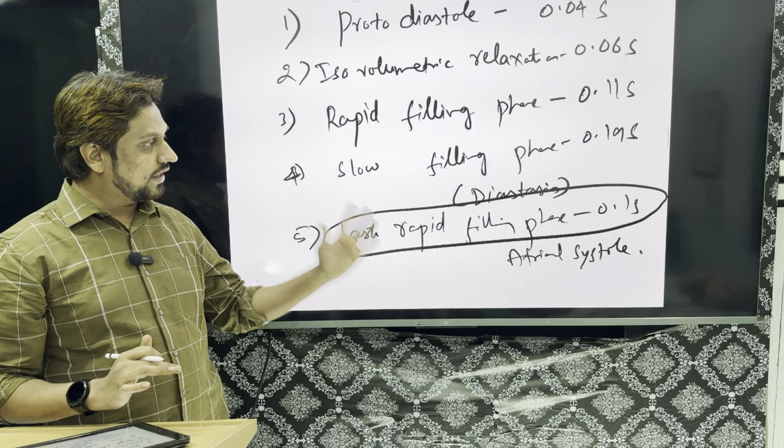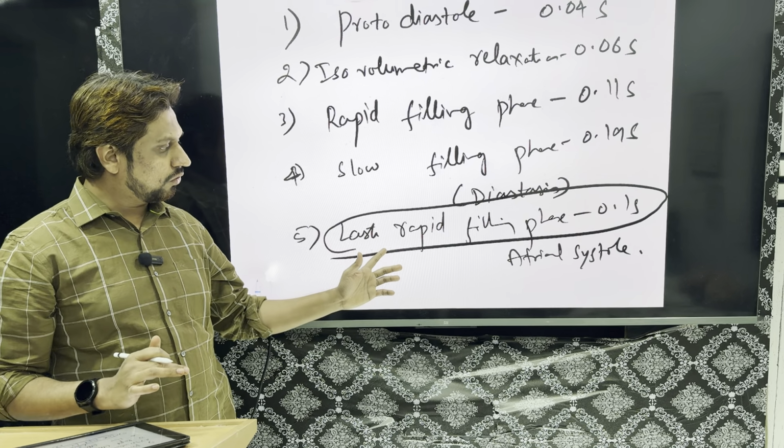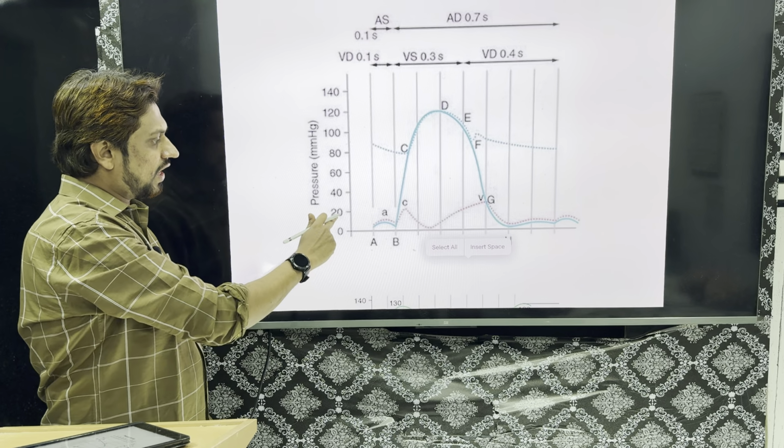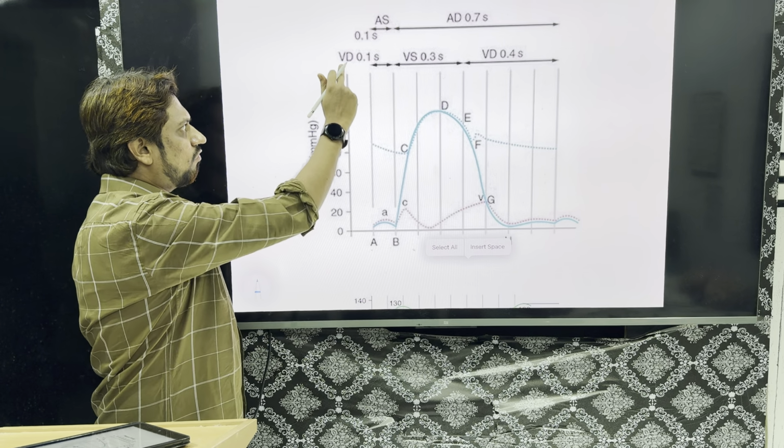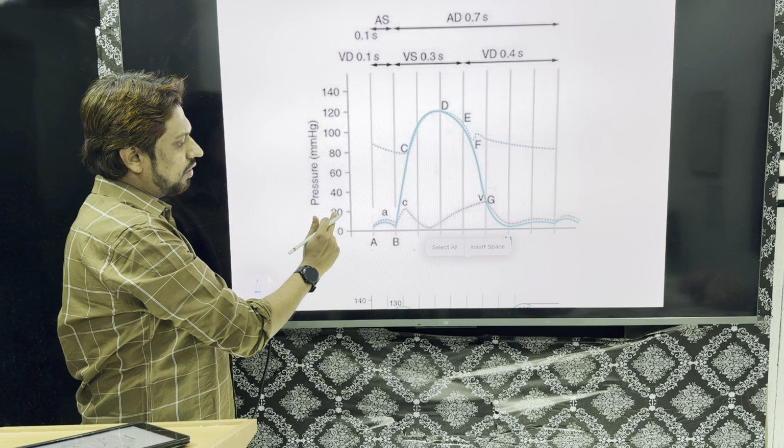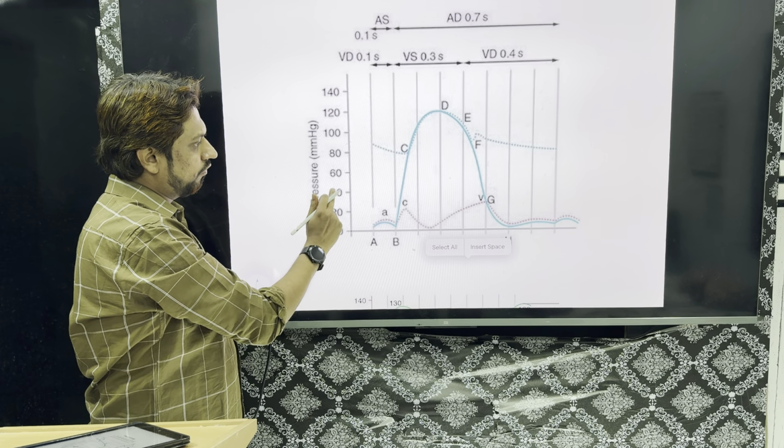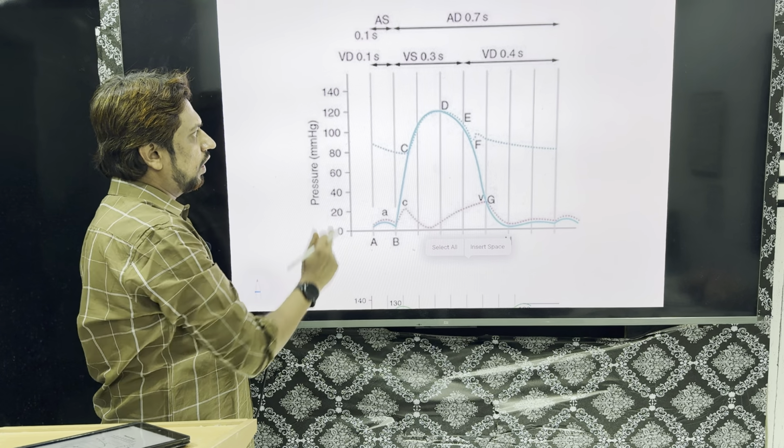First we'll start with the atrial systole, that is the last rapid filling phase, that is this 0.1 second. So what happens in this 0.1 second duration? For all the pressure and volume changes, we'll use this diagram to understand them. So let me just explain this diagram. On the y-axis of this graph, there are markings of pressure in millimeter of mercury: 20, 40, 60, 80, 100, and so on. On the x-axis is the time duration in seconds.